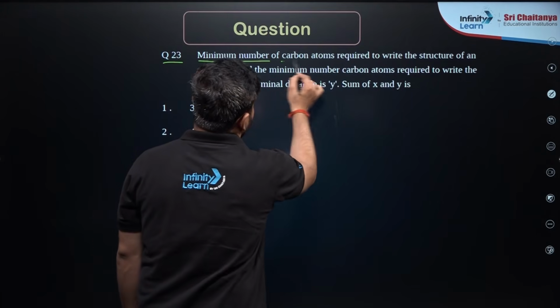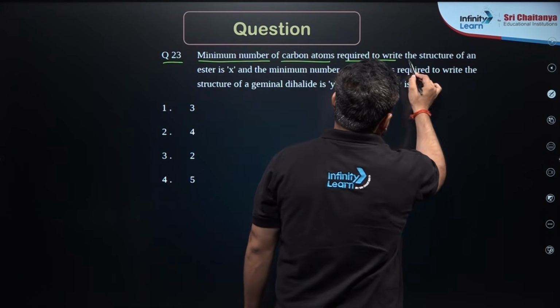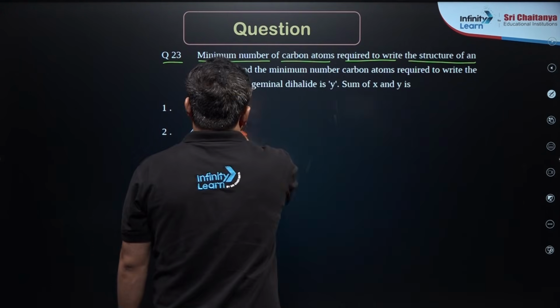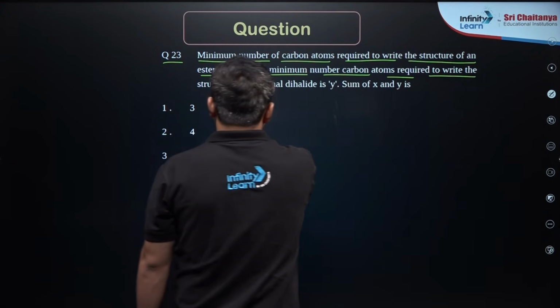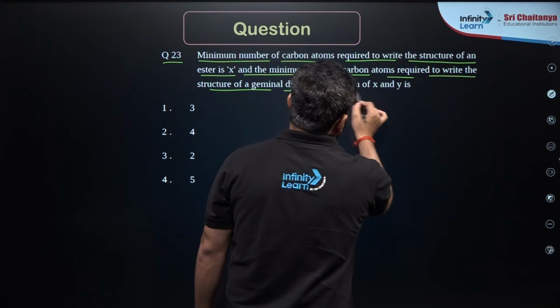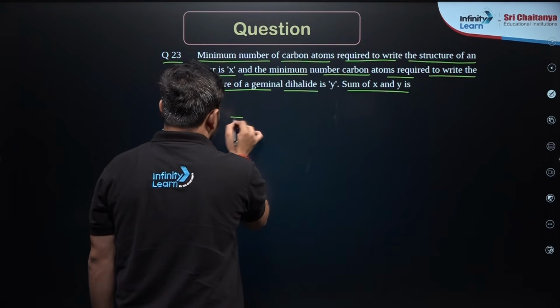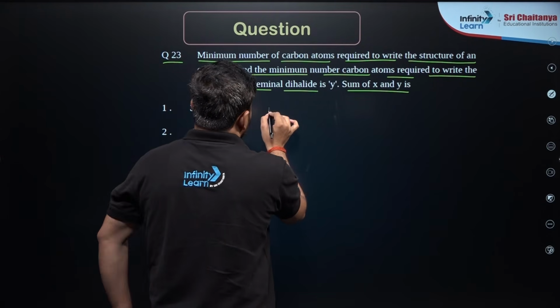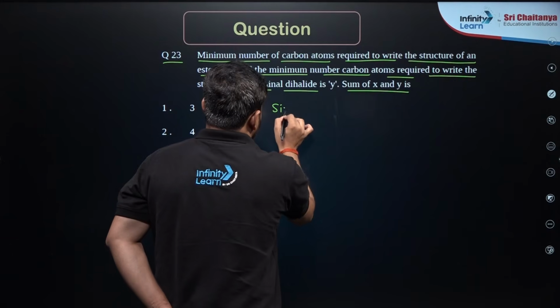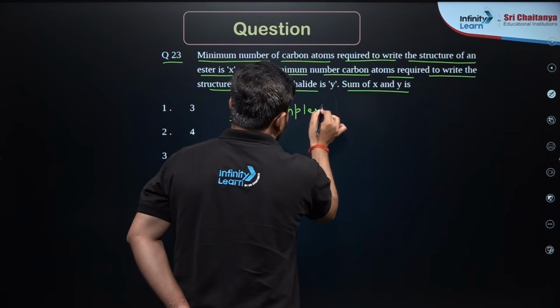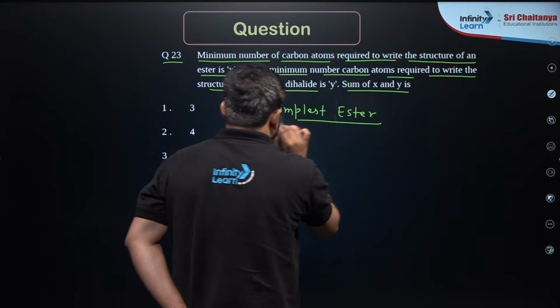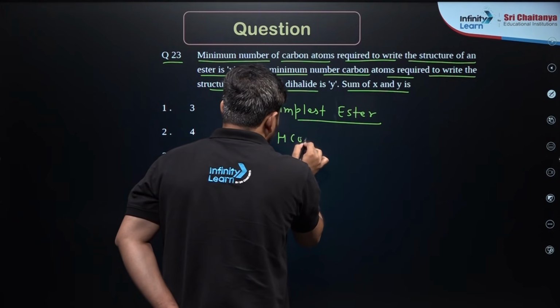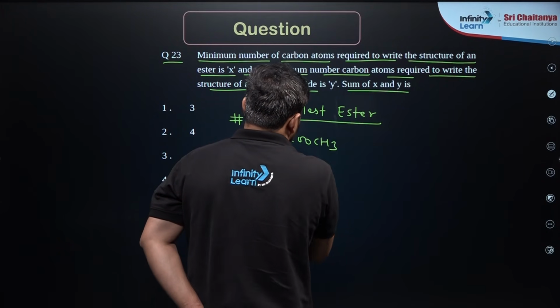Minimum number of carbon atoms required to write the structure of an ester is X, and the minimum number of carbon atoms required to write the structure of a geminal dihalide is Y. Find the sum of X and Y. Firstly I am going to write the simplest ester, which is HCOOCH3.